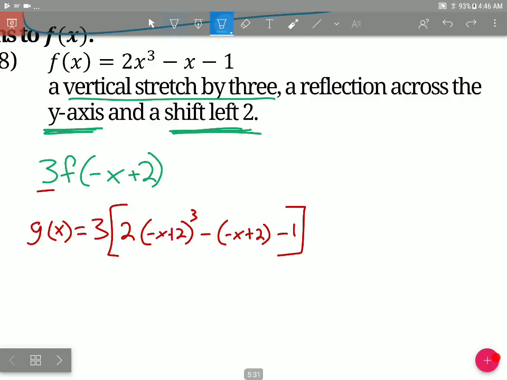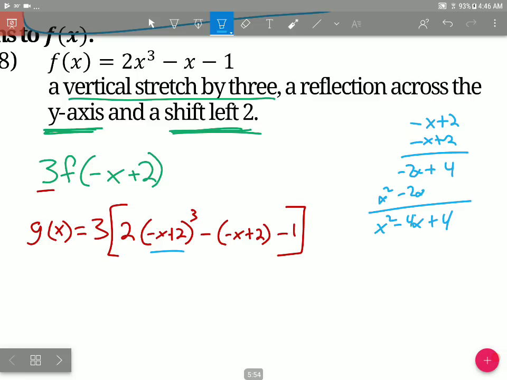I'm going to start off by multiplying out the negative x plus 2 cubed. So, negative x plus 2 times negative x plus 2. 2 times 2 is 4. 2 times negative x is negative 2x. Negative x times 2 is negative 2x. And negative x times negative x is x squared. There we go. x squared minus 4x plus 4. All right? That's squared. We have to cube it.